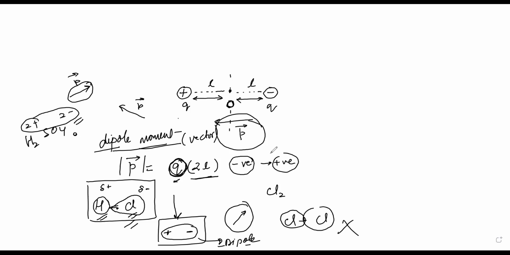Got it? So every time I don't have to draw this diagram, I can directly draw the dipole moment and it will be clear where is the negative charge, where is the positive charge, which is having more strength. Got it? Everyone has got clarity on this? Any questions on the dipole moment? No, right? Okay, good.